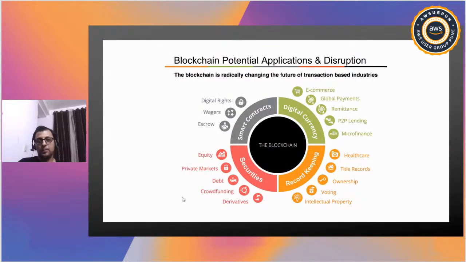Fine. So these are some of the potential applications of blockchain. Digital rights, voting, P2P lending, microfinancing, global payments. Out of these, crowdfunding, P2P lending, and title records are something I'm currently working on. Another thing we are picking up is kind of a LinkedIn where all your learnings are on a blockchain and verified. Those are some of the products we are currently exploring on the blockchain.